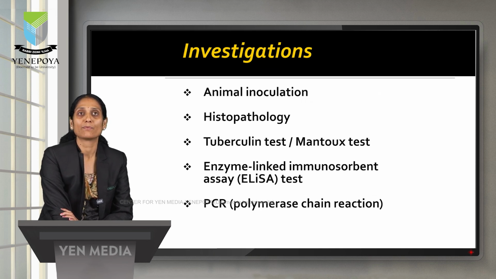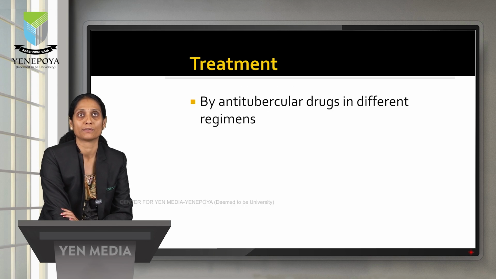The third one, which is very much concerned with tuberculosis, will be the tuberculin test, also called the Mantoux test. For the reasons related to research and investigations, the other things will be the ELISA, that is enzyme linked immunosorbent assay, and the polymerase chain reaction, which can be done for research, not for diagnosis. So treatment by anti-tubercular drugs, which can be a different regimen in combination of 2-3 drugs for a few months, will form the treatment regimen.